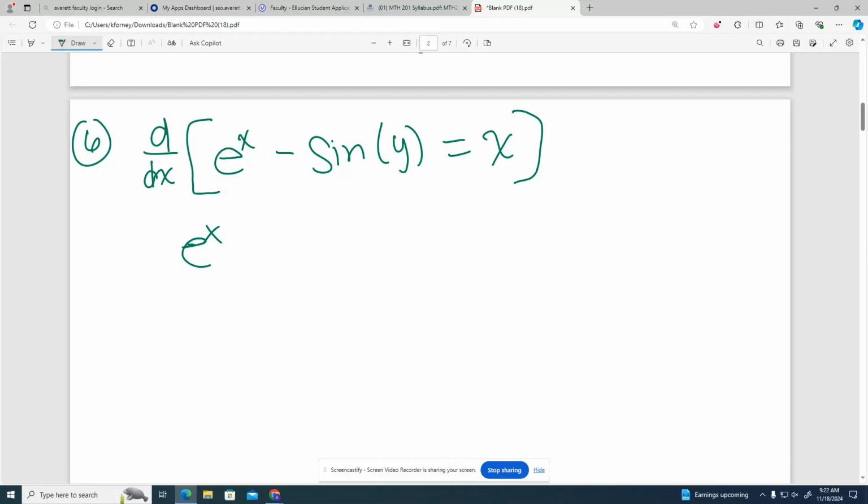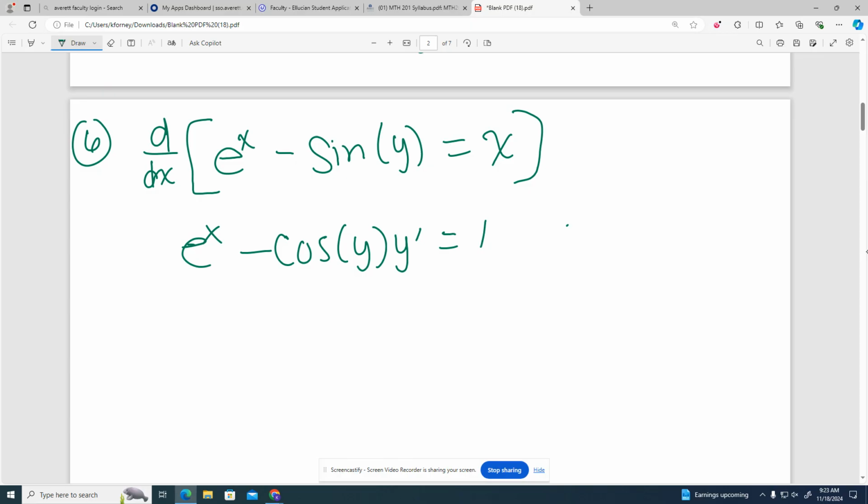Now, if it had been e to the 3x, you would have to do the chain rule. Or e to the x plus 2, or if it was something else in the exponent. So now the derivative of sine is cosine, and it's just cosine y prime. It didn't have anything inside. There wasn't a composition, so we didn't have to, just 1, right. And then the derivative of x is 1.